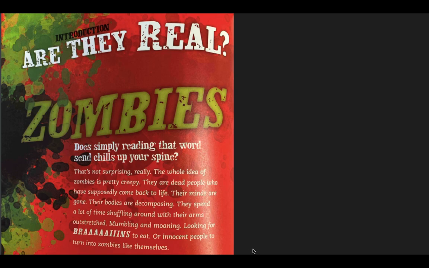Introduction, Are They Real? Zombies. Does simply reading that word send chills up your spine? That's not surprising, really. The whole idea of zombies is pretty creepy. They are dead people who have supposedly come back to life, and their minds are gone. Their bodies are decomposing, and they spend a lot of time shuffling around with their arms outstretched, mumbling and moaning, looking for brains to eat, or innocent people to turn into zombies like themselves.